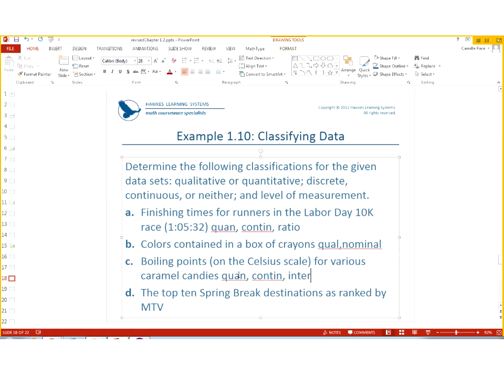interval. Okay. All right, the top 10 spring break destinations as ranked by MTV. So that's qualitative because it's ranking and is ordinal.